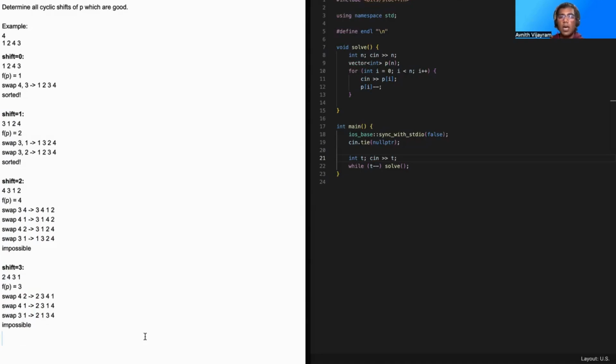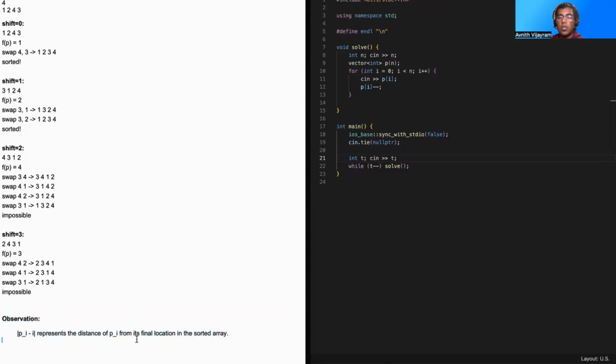Okay, so now let's see how we can approach the solution to this problem. There are several different solutions to this problem, but here I'll describe the one which was most intuitive for me. So the first observation we'll want to make is that we can intuitively interpret the absolute value of P sub I minus I to be the distance of that element P sub I from its final location in the sorted array. Since P is a permutation, the value of P sub I is its final location in the sorted array. So this difference is the distance between its current location at index I and its final location at index P sub I.